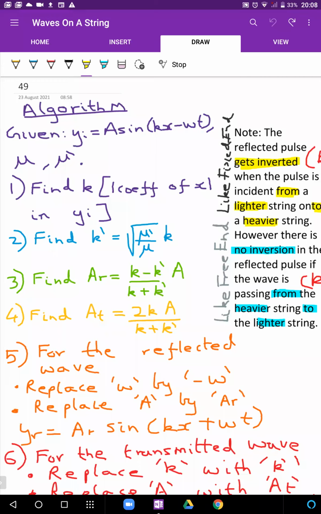Okay, first thing you should do is when you see this equation, find k. तो बहुत सिंपल है, उधर आंख के सामने ही दिखेगा. Find k. So find, for the incident wave, find k. Find the magnitude of the coefficient of x in yi's equation. Coefficient of x's magnitude, okay, ignore the sign, in yi's equation. So you'll get k for the first string.